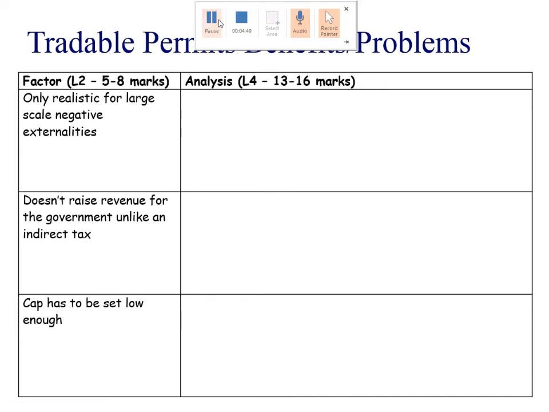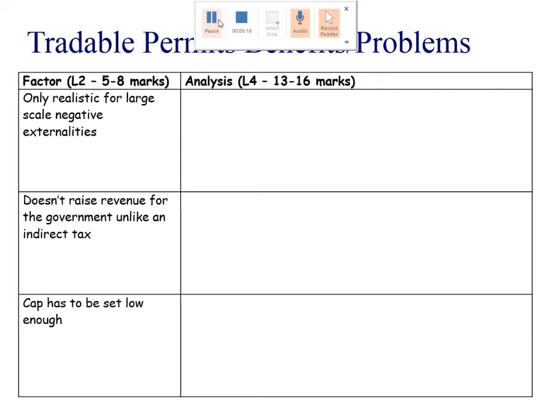Another negative for tradable permits is that it doesn't raise revenue for the government like an indirect tax would. So when firms that are polluting above the cap have to purchase additional permits, the revenue from these additional permits is not going directly to the government. The revenue is going to the companies, the firms that sold those permits, so they would be the cleaner producers.